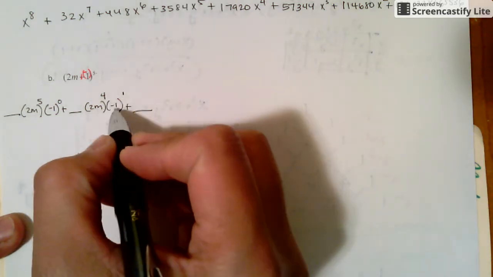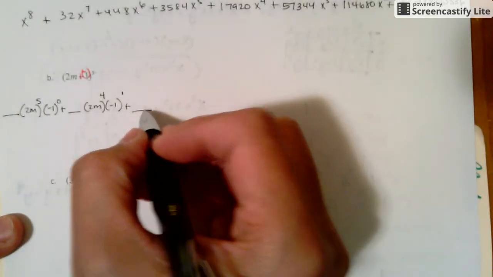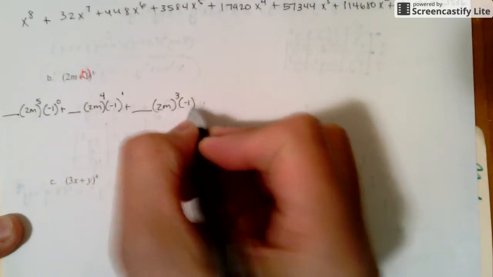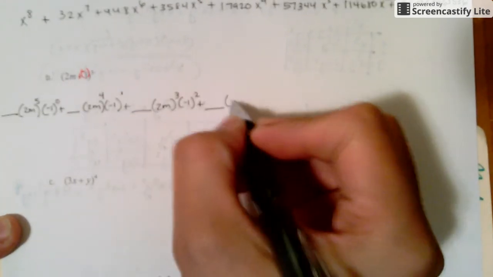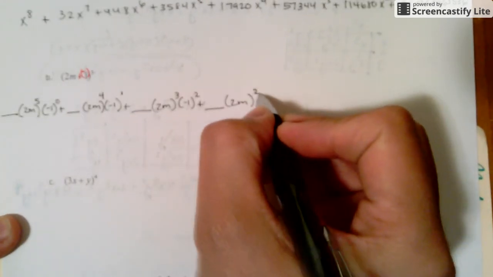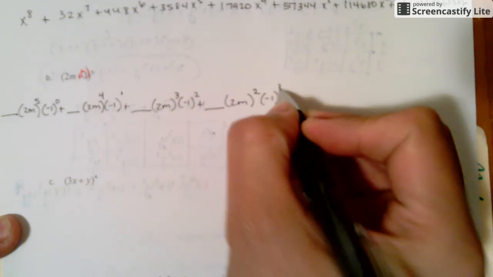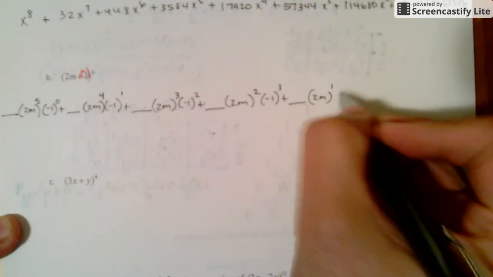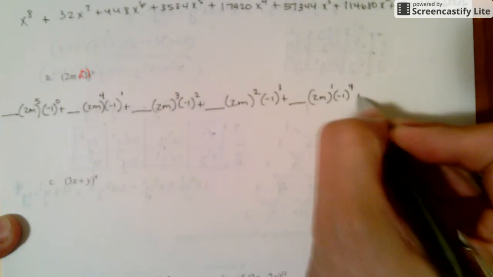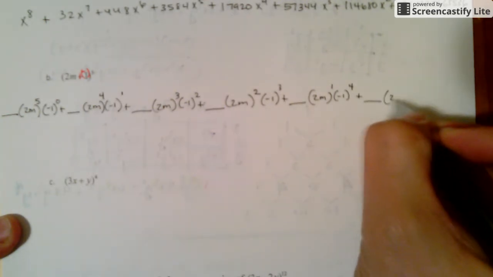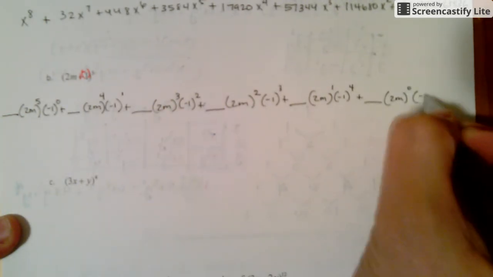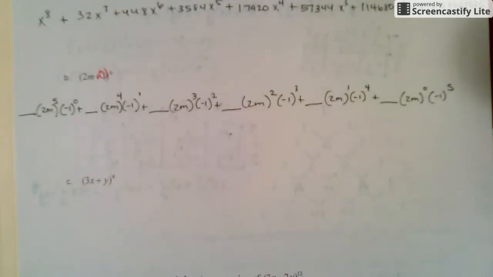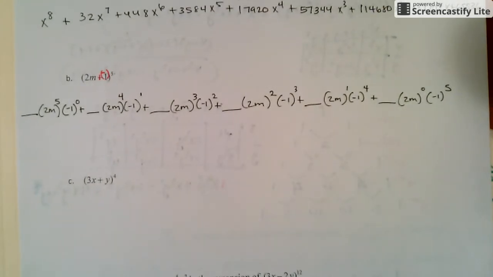Okay, so (2m)^4 (-1)^1 plus blank (2m)^3 (-1)^2 plus blank (2m)^2 (-1)^3 plus blank (2m)^1 (-1)^4 plus blank (2m)^0 (-1)^5. So now that you have this set up, all you need to do is put your coefficients in.